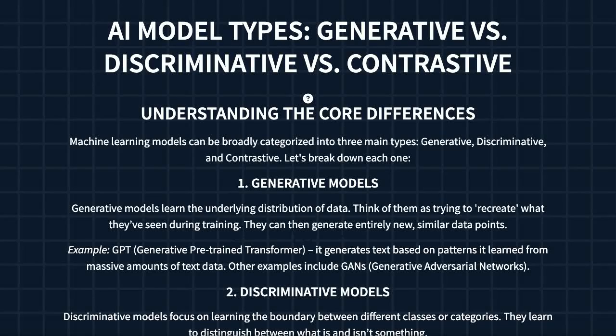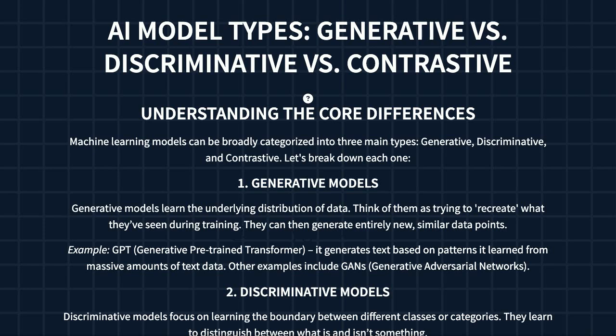Okay, let's talk about how different AI models work. There are really three main ways to categorize them: generative, discriminative, and contrastive. Generative models are like creative artists. They learn the patterns in your data and then create entirely new things that look similar. Think of GPT, which can write stories or code based on what it's learned.